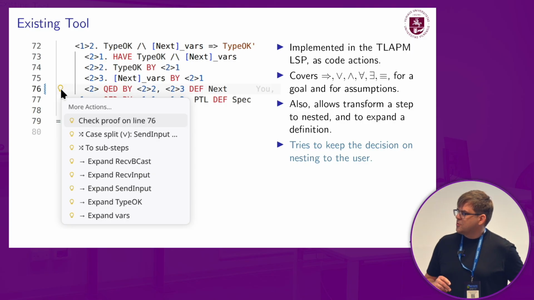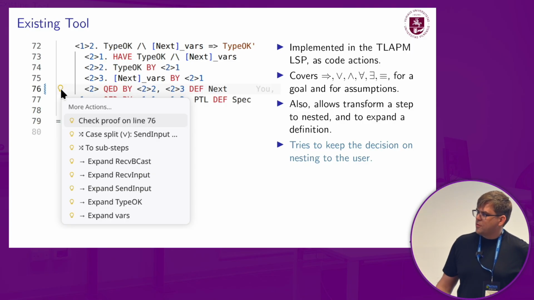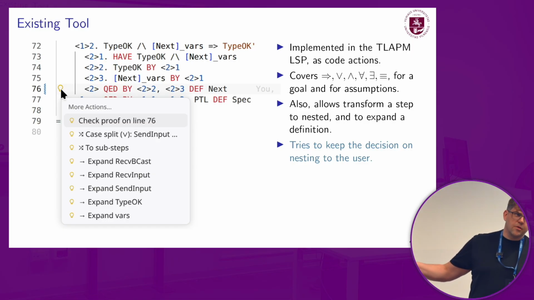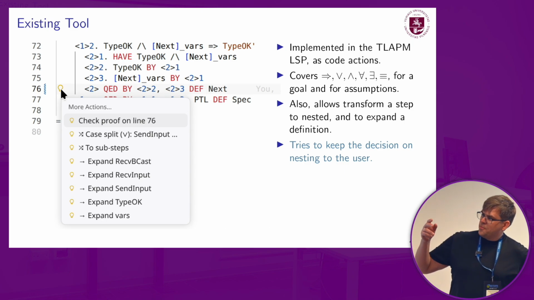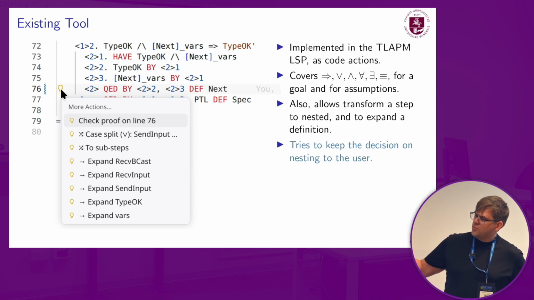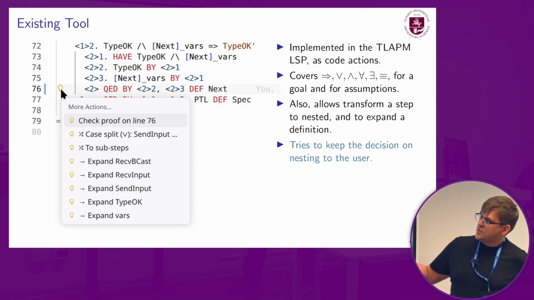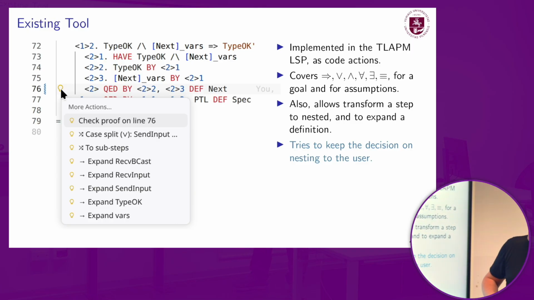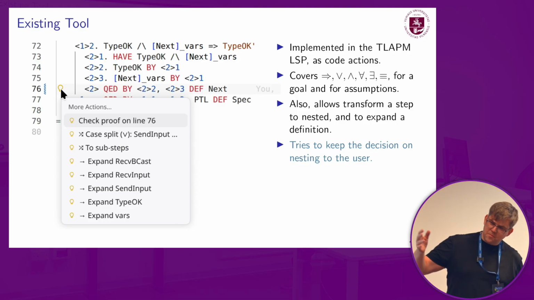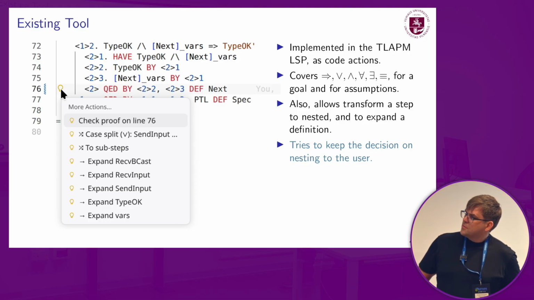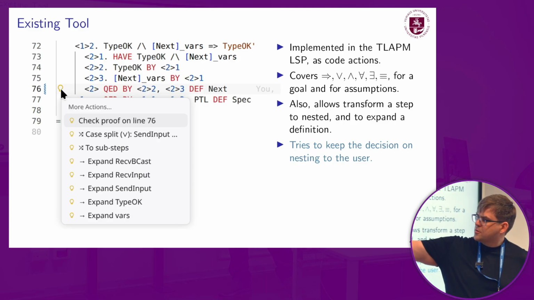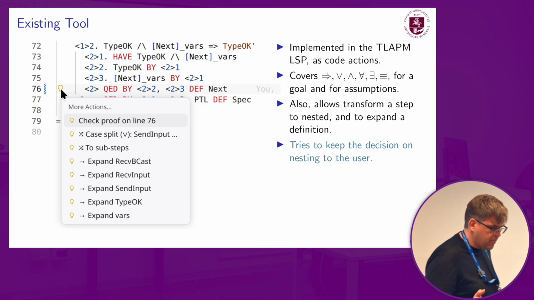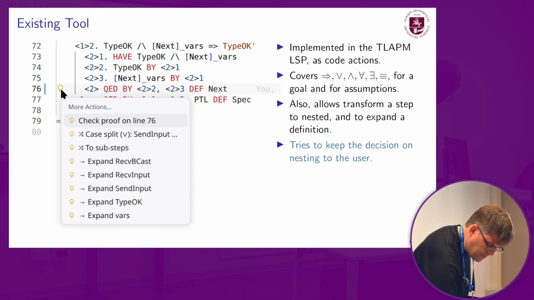The philosophy I took for implementing those code actions is to keep the control of the proof step with the user. So it tries to minimize introducing new levels into the proof, and for that reason, the proposals are available on the QED step, and it tries to append new steps before the QED step. Of course, if the proof branches to several steps, then you have sub-steps here as well to be elaborated. But that's the philosophy.